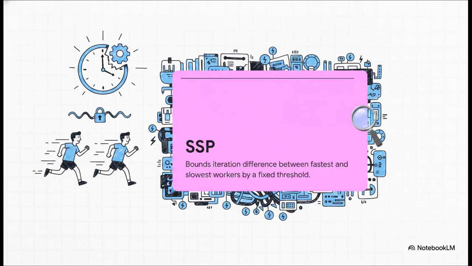So, to bridge that gap, the field adopted Stale Synchronous Parallel, or SSP. SSP basically allows workers to run asynchronously, but only up to a very specific point. It establishes a bounded delay. It limits the difference in iterations between the fastest and slowest workers to a fixed threshold, which is just a hyperparameter. If a fast worker gets too far ahead, boom, it's paused.